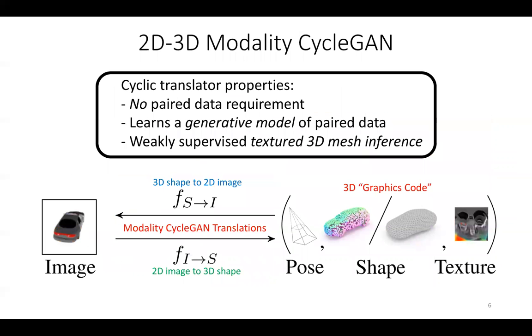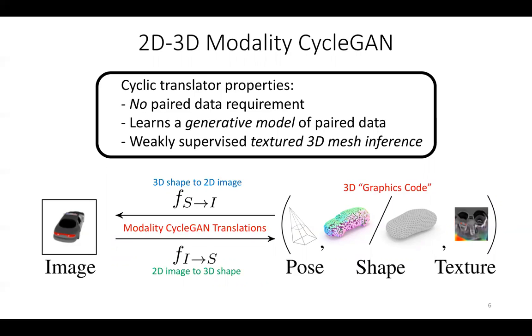So taking this approach confers several benefits. First, we do not require paired data. Second, we can actually generate paired data from unpaired. And third, our algorithm learns single image 3D reconstruction as a byproduct of its formulation.